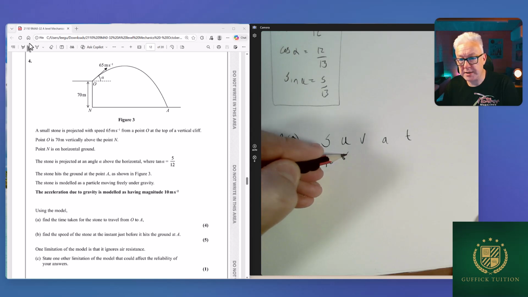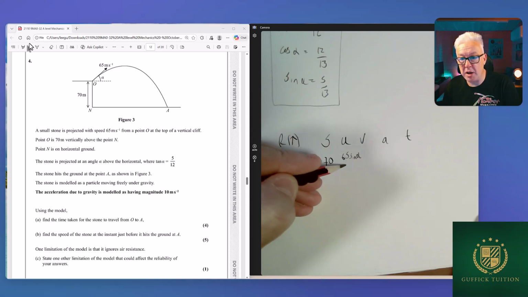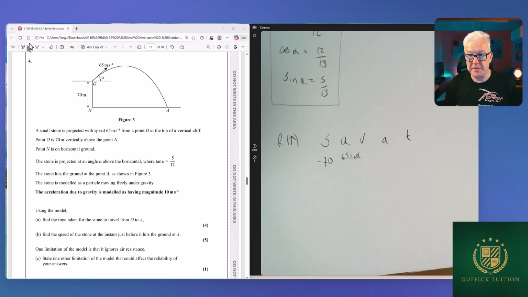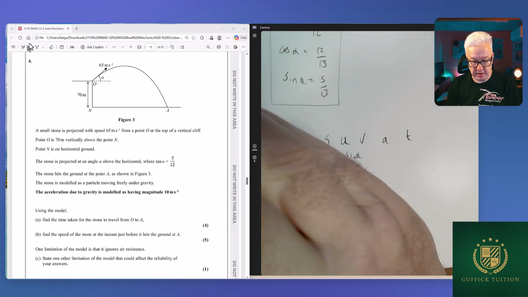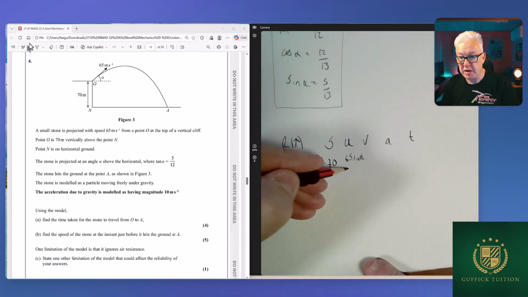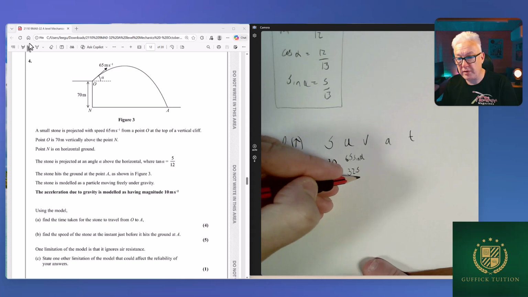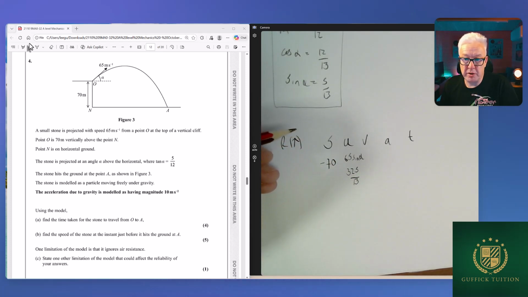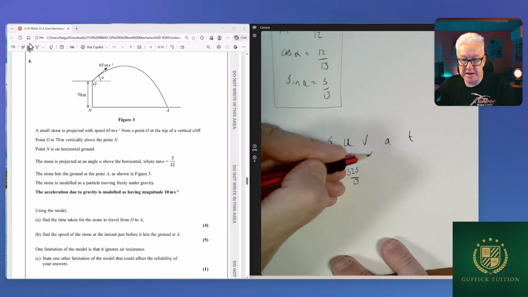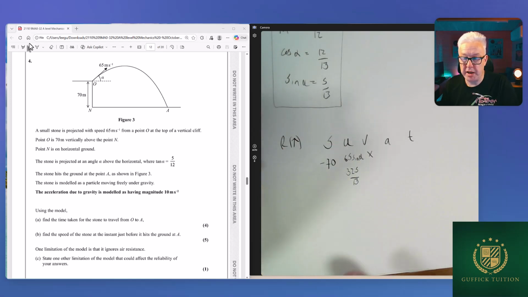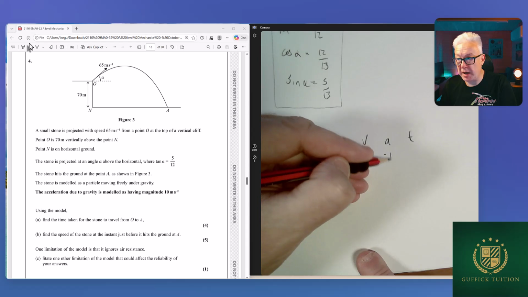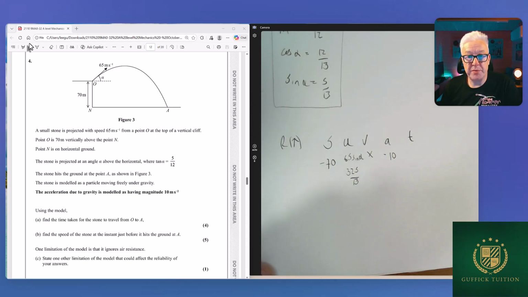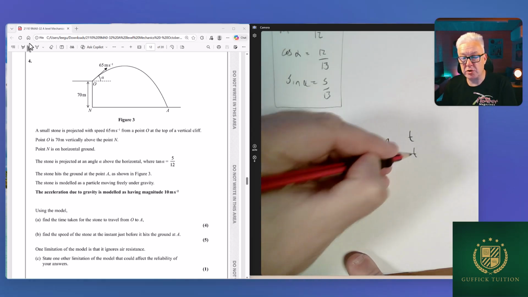We know that sine alpha is 5/13, so it's actually 65 times 5 divided by 13. 65 times 5 is 325, so 325/13 is the vertical component of its speed. We're not worried about how fast it's moving when it hits the ground. We're going to be working that out in part B. Acceleration due to gravity is minus 10 in this case, because when it's projected, gravity is decelerating the stone. So you always go from that point of projection. And we're trying to find the time.